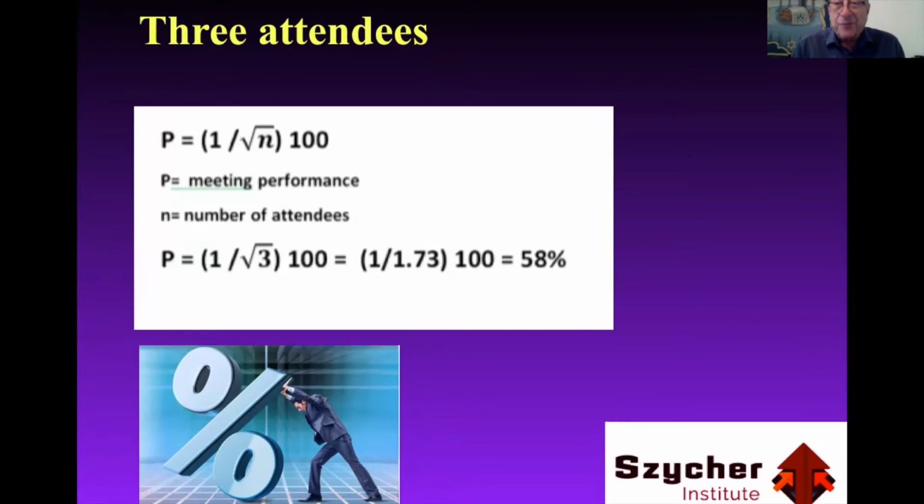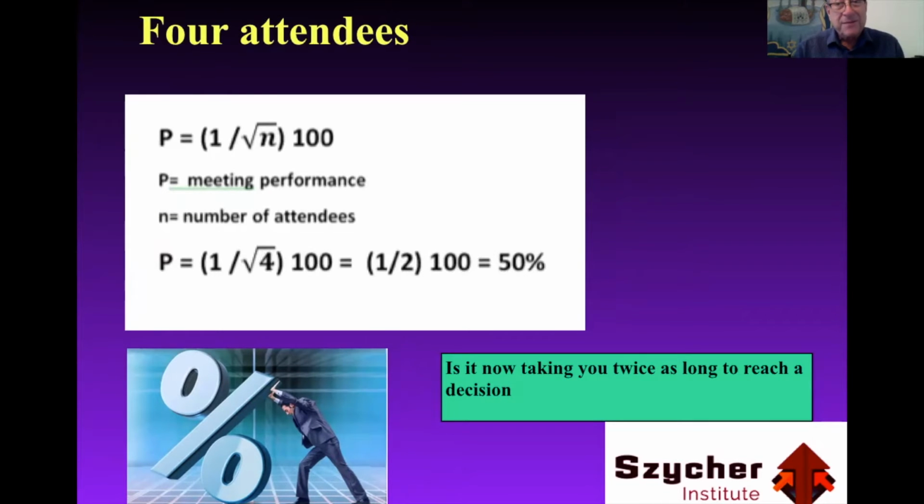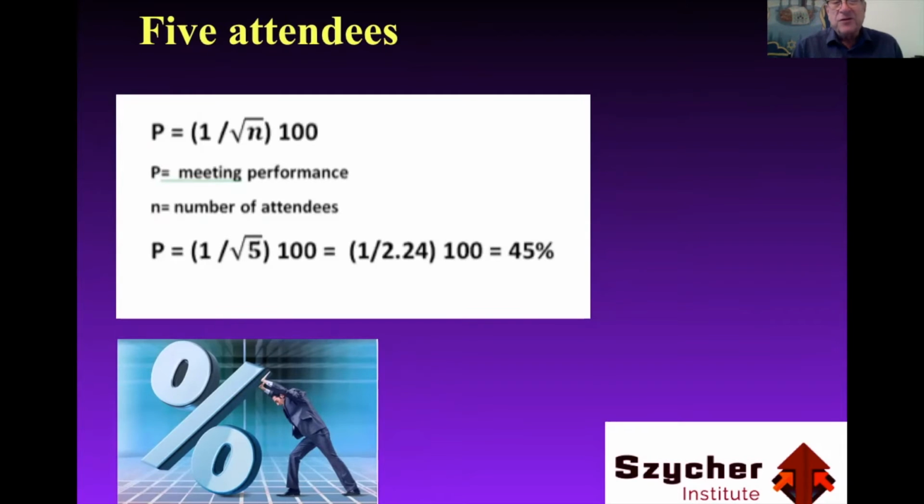Now, what happens if you have 3 attendees? You plus 2 others? The performance goes down to 58%. It actually takes you more time to reach a decision if you have 3 people compared to 2, or of course, if you make your own decision yourself. Now, here's a biggie. If you got 4 people, it goes to 50%. 50% means that you have spent twice as much time in reaching a decision with 4 people, you plus 3, compared to what you were doing yourself. And 5, of course, that's 45%, and you can do the math yourself.